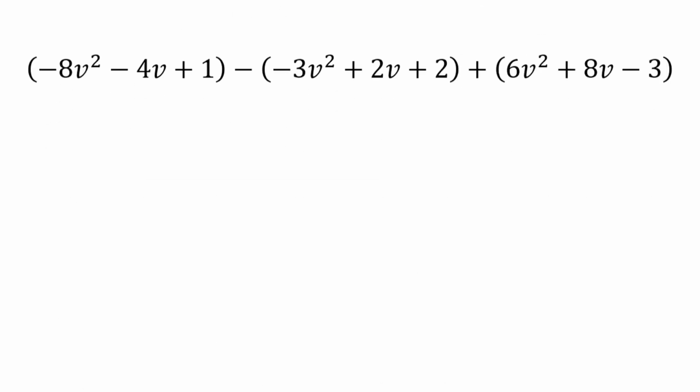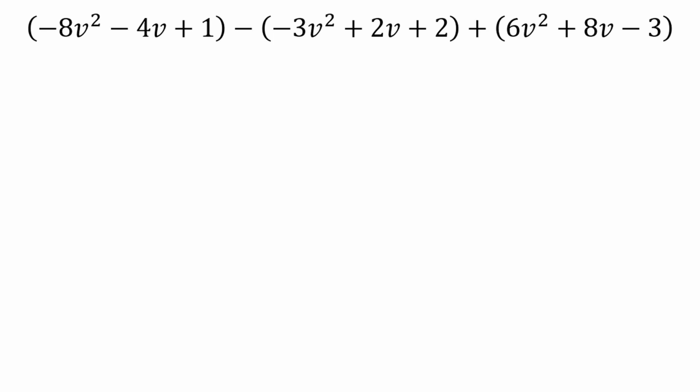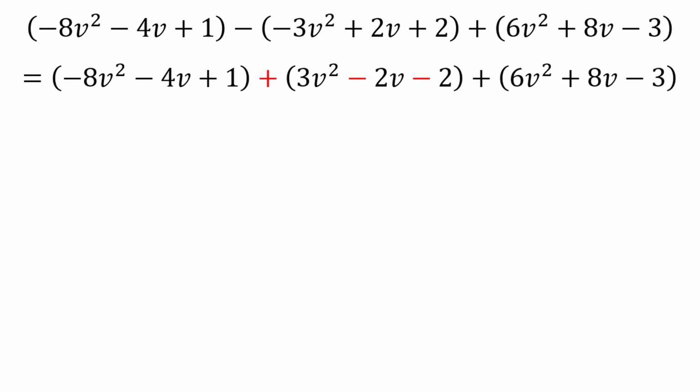We can add or subtract more than two polynomials, such as with negative 8v squared minus 4v plus 1 minus negative 3v squared plus 2v plus 2 plus 6v squared plus 8v minus 3. First, let's change the subtraction sign between the first two polynomials to an addition sign by switching the sign on each term in the polynomial. Here is the result.